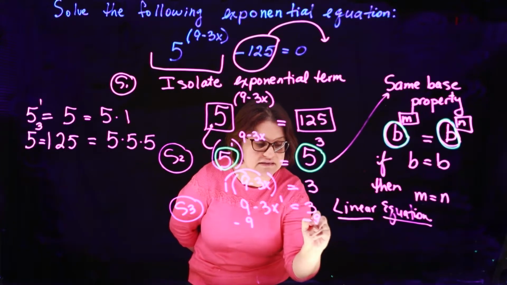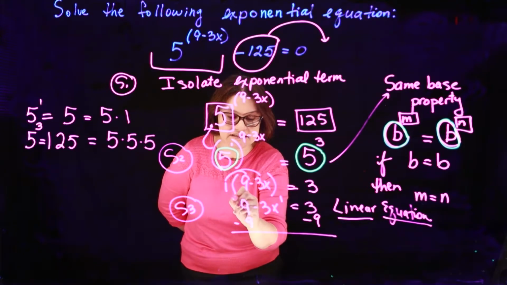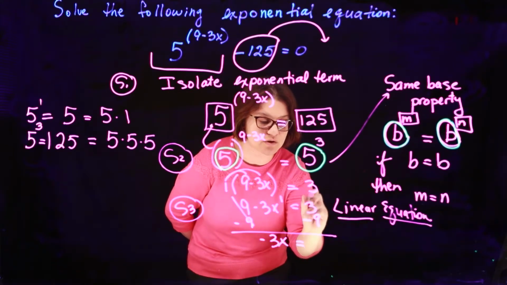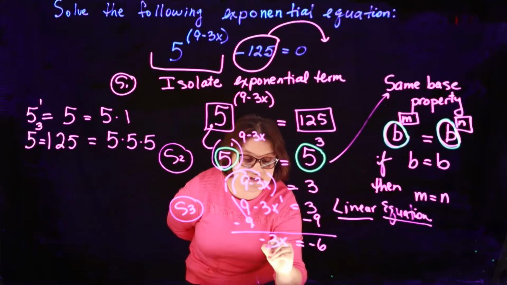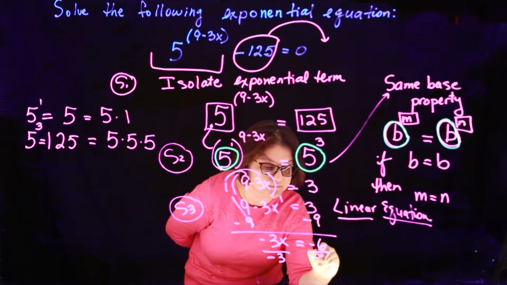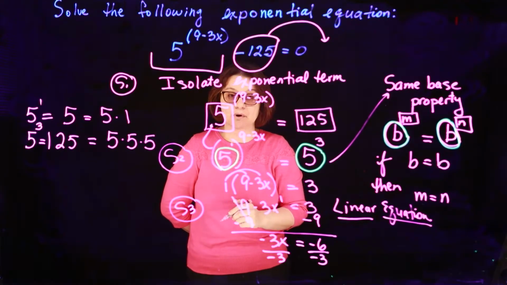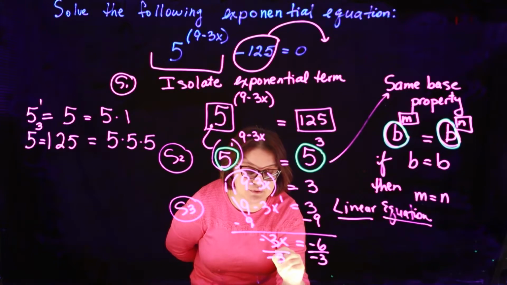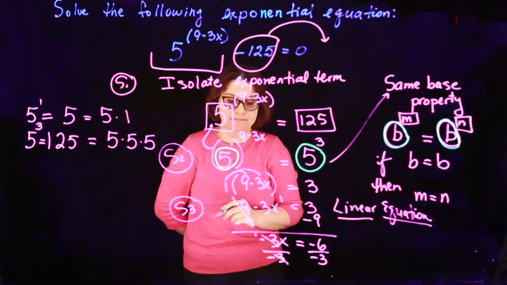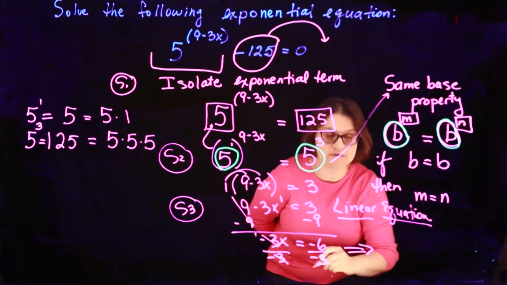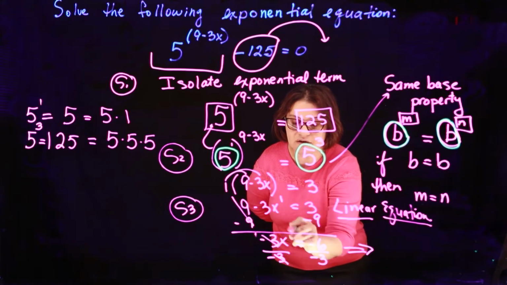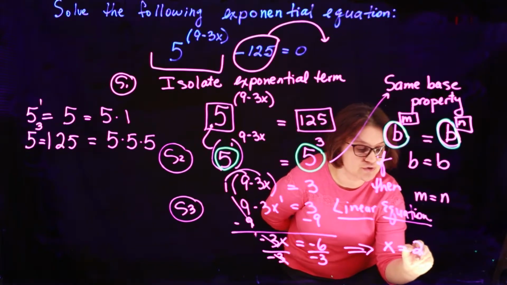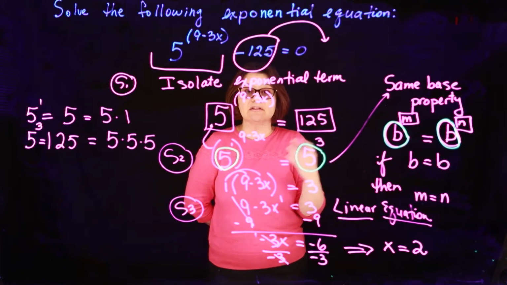Subtracting 9 from both sides. 9 minus 9 is 0. We have negative 3x equals, combining like terms, negative 6. Now when we divide by negative 3 on both sides, we can isolate x. Remember, isolating x means leaving x with a coefficient of 1. If we divide negative 3 by negative 3, that gives us a coefficient of 1. Let's see what x will be. On the left-hand side, we have 1x equals the right-hand side, 2. So it looks like x is 2. It looks like we're done.